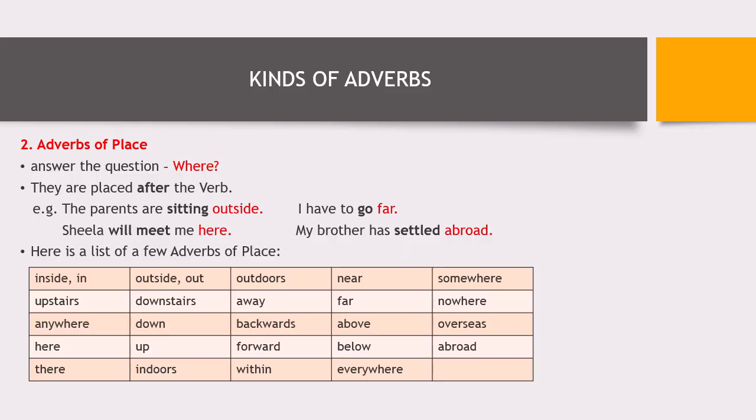Kinds of adverbs. 2. Adverbs of place. Answer the question, where? They are placed after the verb. For example, the parents are sitting outside. Where? Outside. I have to go far. Where? Far. Sheila will meet me here. Where? Here. My brother has settled abroad. Where? Abroad. A few common adverbs of place are given in the table.